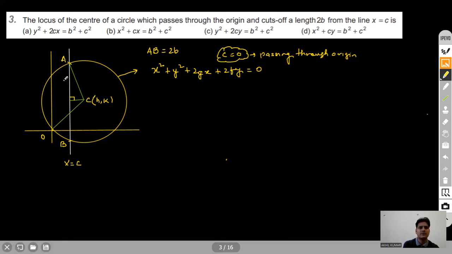So the total length of AB is 2b. Let me name this point D. So our AD will be equal to b, right? This AD will be equal to b, and BD will also be equal to b. In triangle ADC, we can say AD square plus CD square is equal to AC square, right? AD square is b square. CD we have to find basically. And AC square is nothing but the radius of the circle, so I'm writing it as R square.